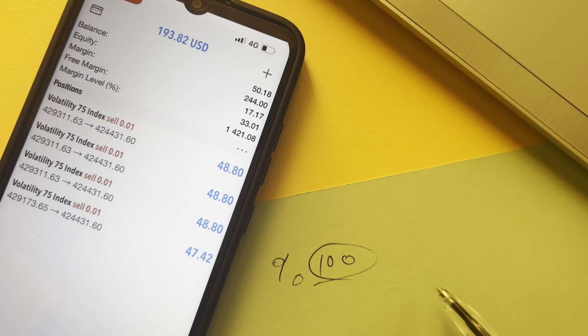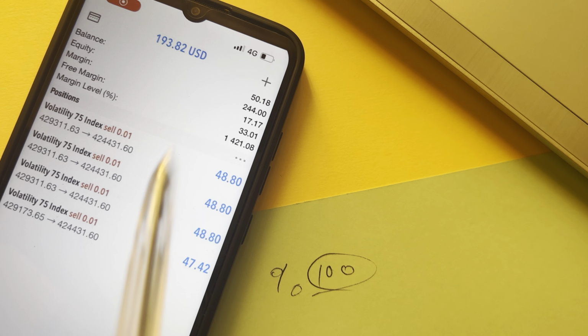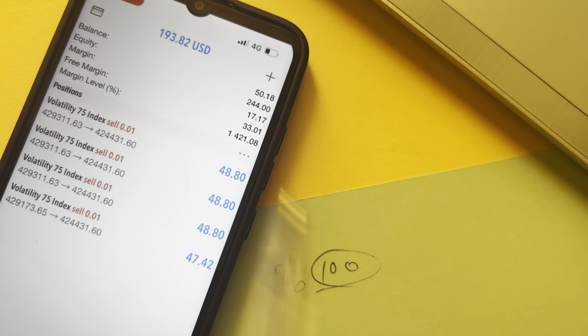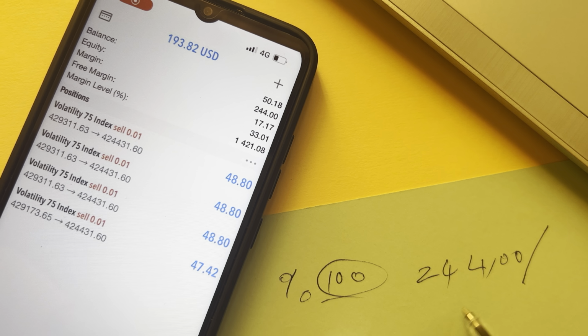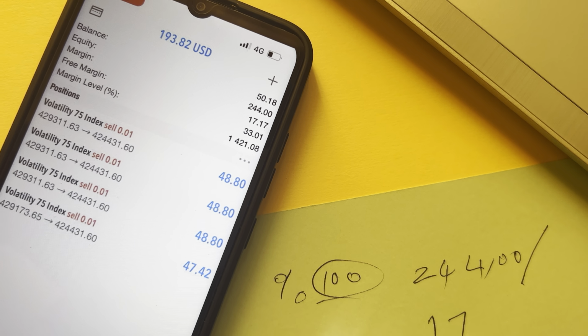Then it's gonna be equity. Equity, you see, equity is how much? It's 244.0. Okay, so it's gonna be equity divided by margin, which is 17.17. Okay, and then you get the answer here. Right, we can do it together if that's fine with you. We can calculate it together.